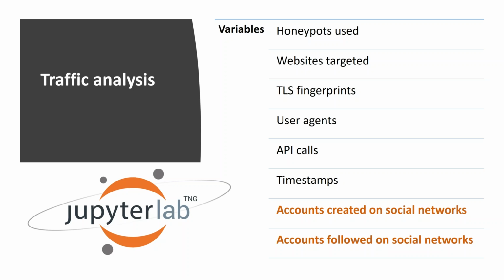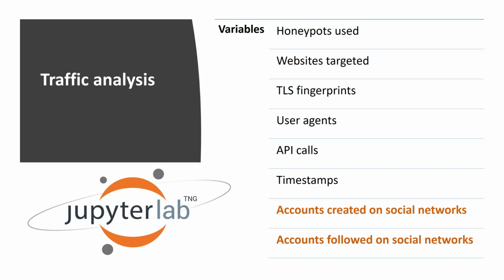We had various variables from the PCAPs and the HTTPS traffic in plain text. So we investigated honeypots use, TLS fingerprints, user agents. All sorts of variables in which we could try to see if the whitelisted IPs had different behaviors that would allow us to tie the behavior to, for example, a Twitter reseller or an Instagram reseller. But what we ended up finding was something quite different.